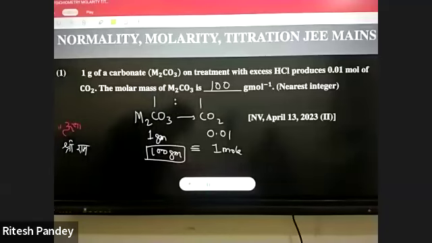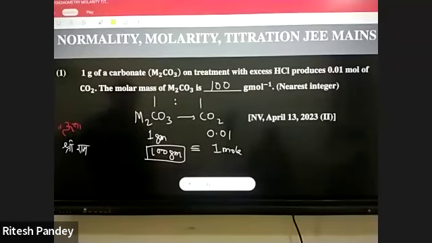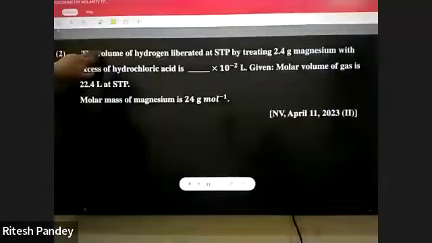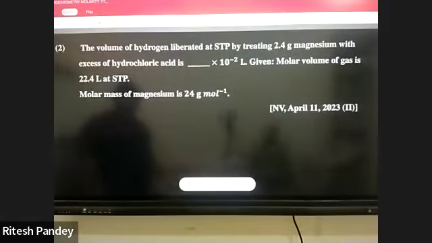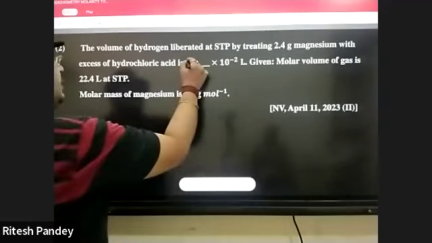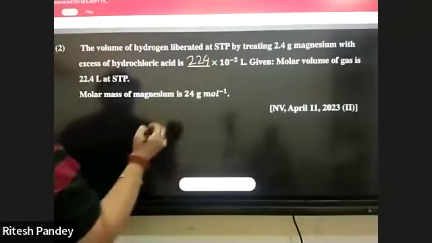We'll want to move on. Let's talk about question 2. Volume of hydrogen liberated by treating 2.4 gram magnesium with excess HCl. What's the common answer? 2.24. Yet again, 2.24 seems to be the right answer.